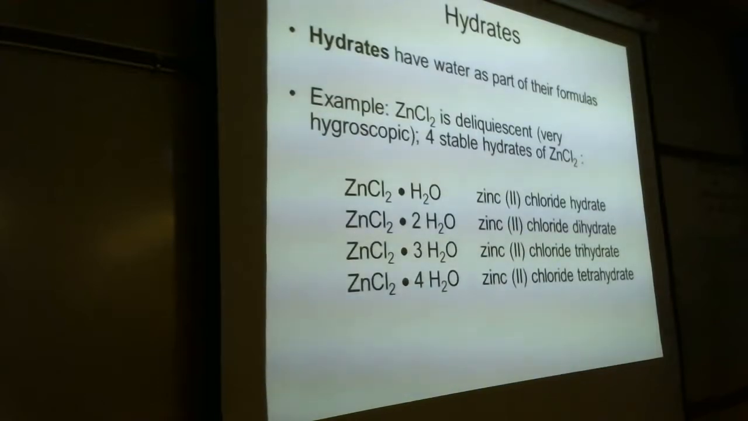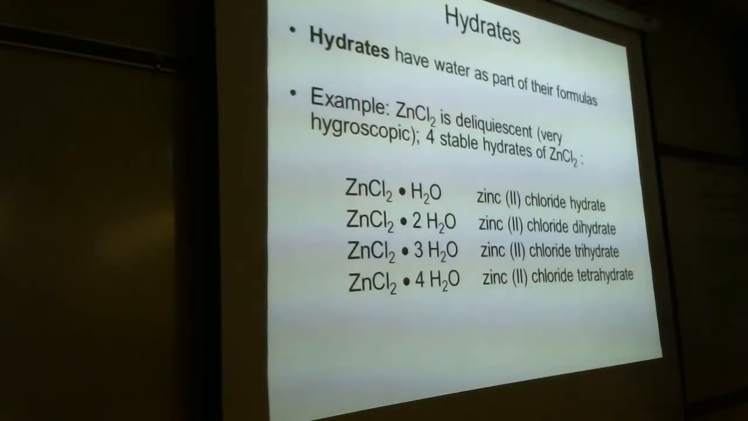So these are things, you know those little packets, like when you buy a new purse or pair of shoes, got a little packet inside to absorb moisture. It's not usually zinc chloride in there, but that's the kind of substance that's in there. It absorbs moisture. Okay? And so zinc chloride is actually so deliquescent, we call it hygroscopic, which means if you leave it sitting out, it'll form a solution of itself from just absorbing water from the atmosphere.